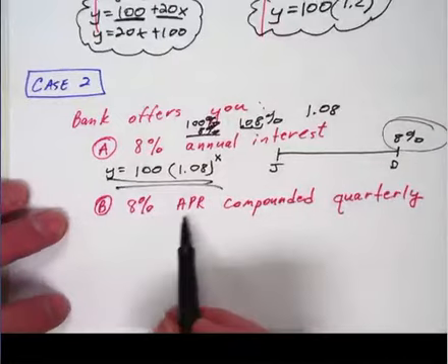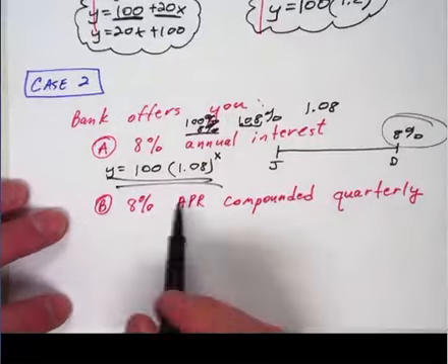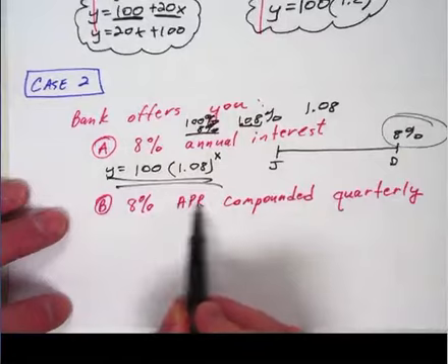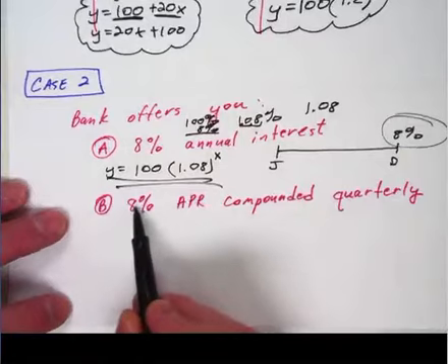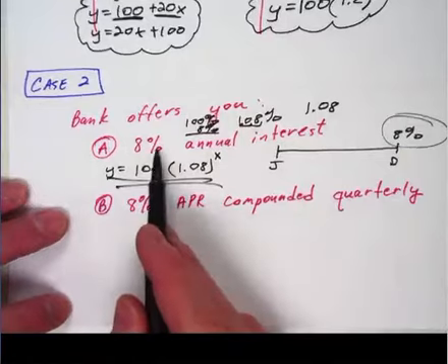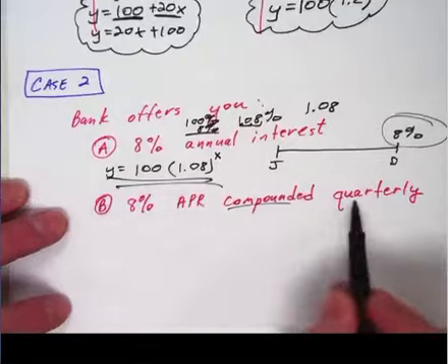Okay, let's take a look at APR compounded quarterly. Well, APR is just annual percentage rate. That's just the name for the percentage they're giving you. I could have put APR up in this example also. It's the same thing. But this says compounded quarterly.